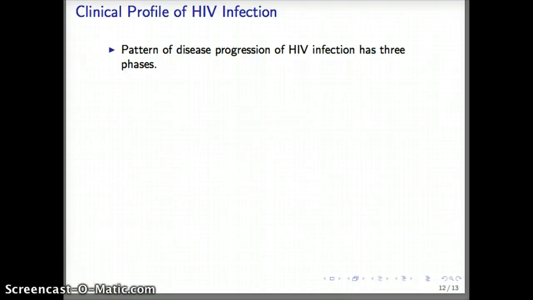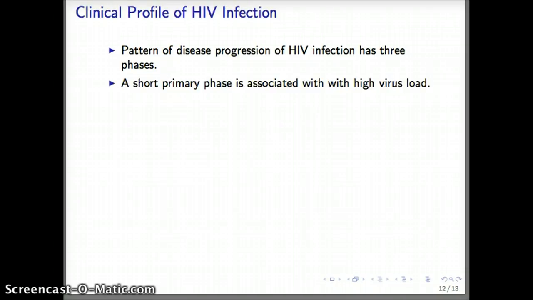So let's talk some more about HIV. And these facts are things that have to do with a profile of this virus, specifically from a clinical point of view. We say that the pattern of disease progression has three phases for HIV. There is a short primary phase, and it is associated with large amounts of virus.